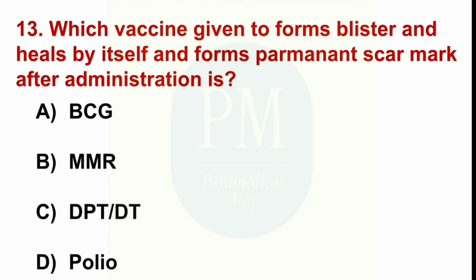Which vaccine, when given, forms blisters and heals by itself and forms a permanent scar mark after administration? Option A. BCG. Option B. MMR. Option C. DPT or DT. Option D. Polio. The correct option is option A. BCG.